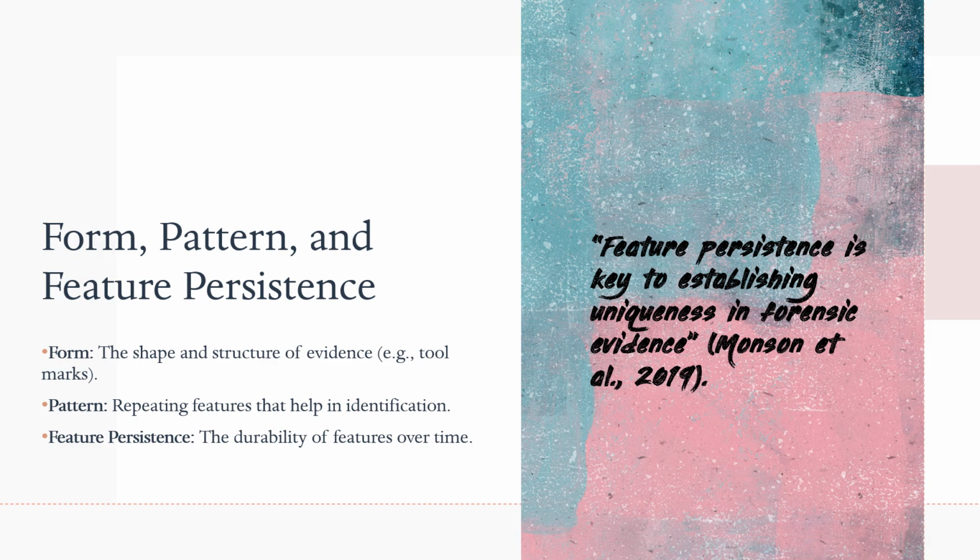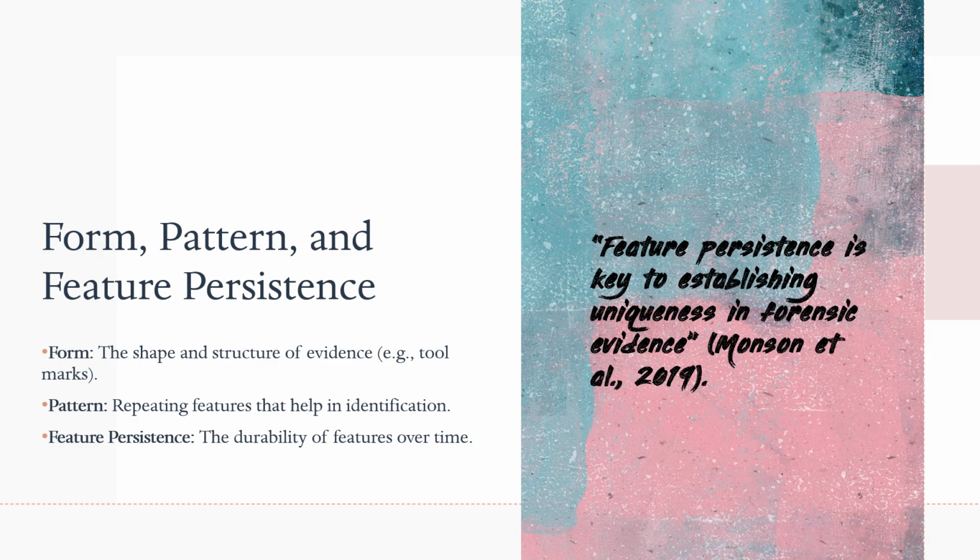Feature persistence. What is that? What does that look like? So form is the shape and the structure of evidence, like your tool mark. If you think about the form of something, the shape of something, what something looks like, it's pretty basic. When you're talking about the form of evidence, you're talking about what it looks like.